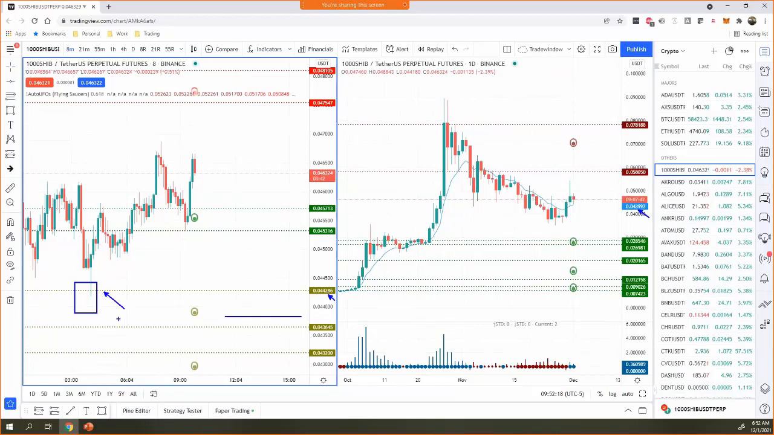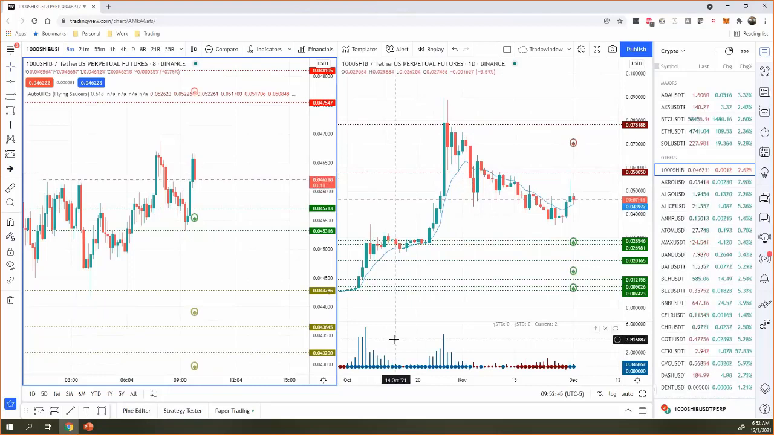As much as I'm an enthusiast in trading, 4 o'clock in the morning is when I wake up. I'm not in front of the computer at 4 o'clock.